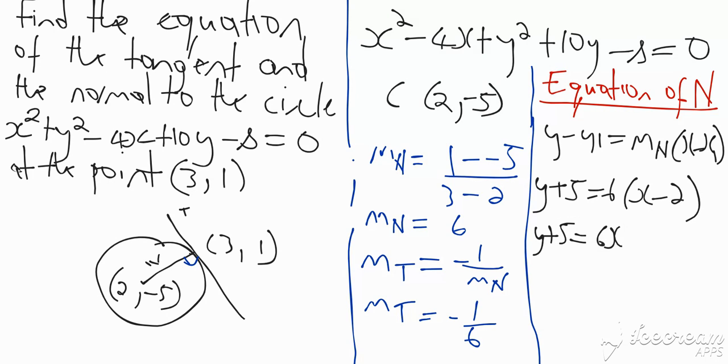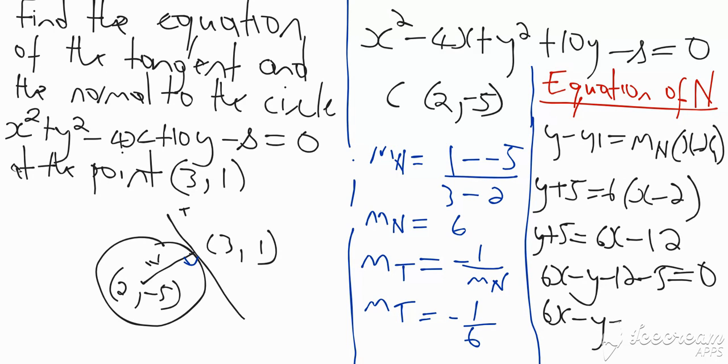We can go right ahead and expand the bracket, so we can go y plus 5 equals 6x minus 12. Alright, and we want to make the coefficient of x positive, so we could carry over the terms on the left to the right hand side. So I would end up with 6x minus y minus 12 minus 5 equals 0. This would give me 6x minus y minus 17 equals 0. And this is the equation of my normal.